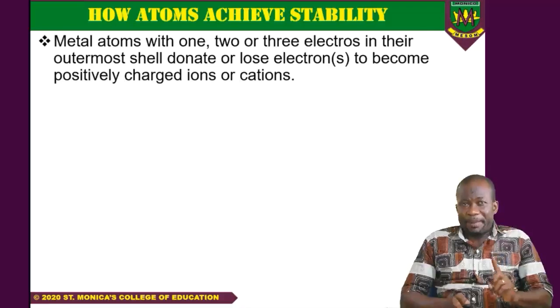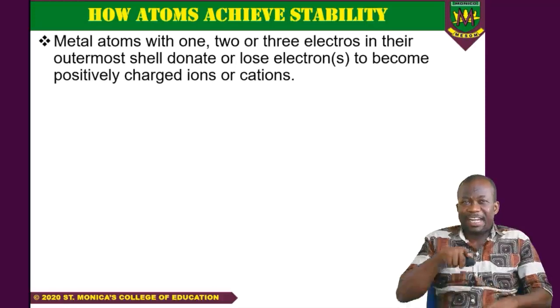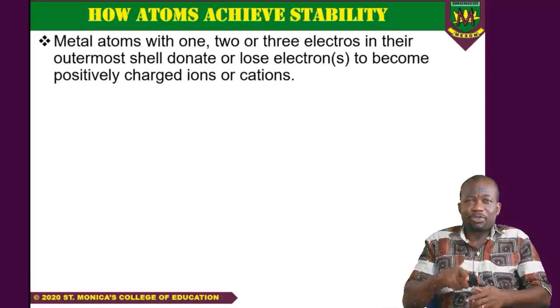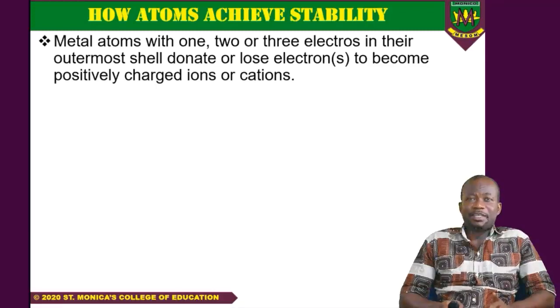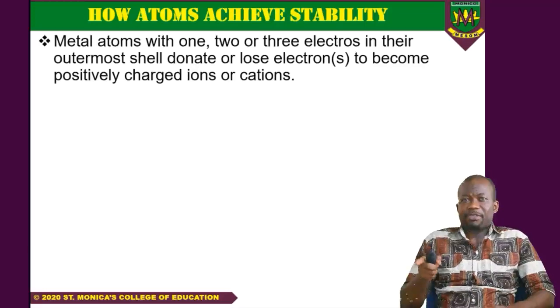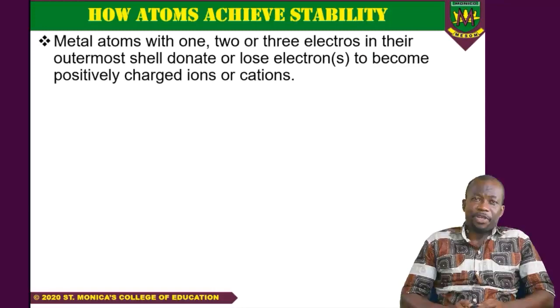Then when you pick magnesium, atomic number 12, it means that when you draw the electronic configuration, the first shell will take 2, the next one 8, making 10. Then the last one 2, so it has 2 electrons on its outermost shell. When you pick aluminium, with atomic number 13, its configuration is 2, 8, 3, making 13. So the last shell takes a maximum of 3 electrons.